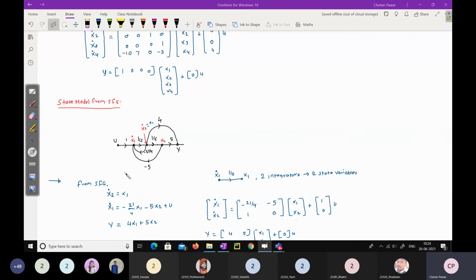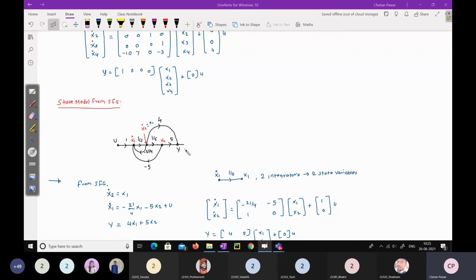What is x1 bar? Check the incoming branches: 1 into u, minus 21 by 4 into x1, minus 5 into x2. Incoming branches only you need to check. So we got an equation for x2 bar and x1 bar. There are two state variables, so we got two input equations. Now we need to find out the output equation.